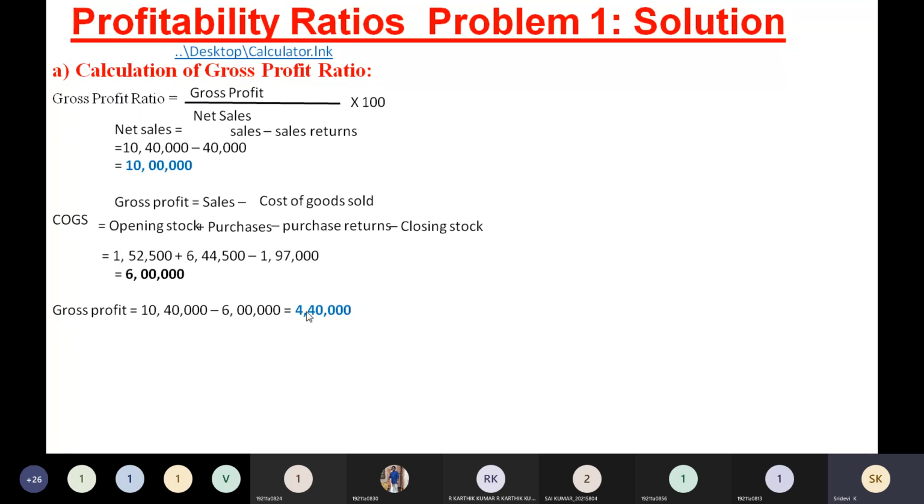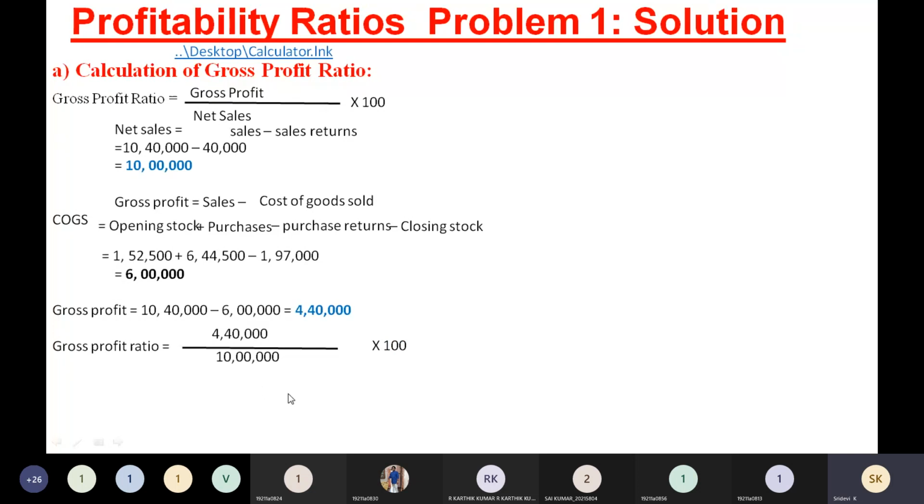So now we have gross profit as 4 lakhs and net sales as 10 lakhs here. So we can substitute these values in the gross profit ratio formula. So gross profit ratio is equal to gross profit, 4 lakhs. Here I am showing it as 440, but don't take it as 440. It is 4 lakhs divided by net sales, 10 lakhs, into 100.